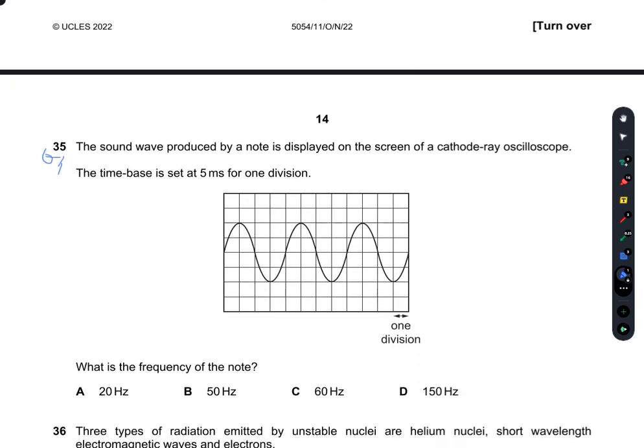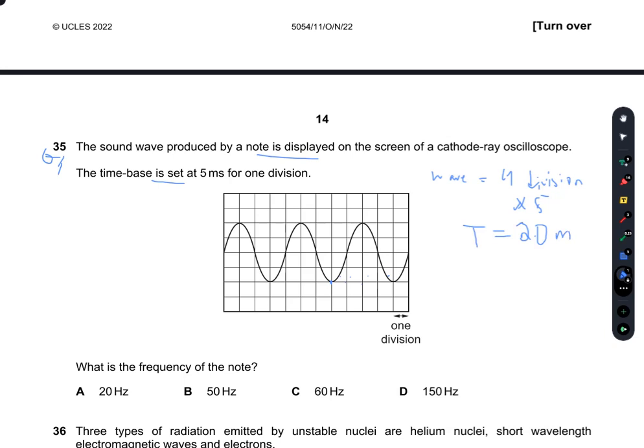Question number 35. The sound wave produced by a note is displayed on the screen of a cathode ray oscilloscope. The time base is set at 5 ms for one division. Now, for one wave, I take 1, 2, 3, and 4. So for one wave, I have 4 divisions for the time period, and the time base set is 5. So I simply multiply 4 with 5. So that is 20.